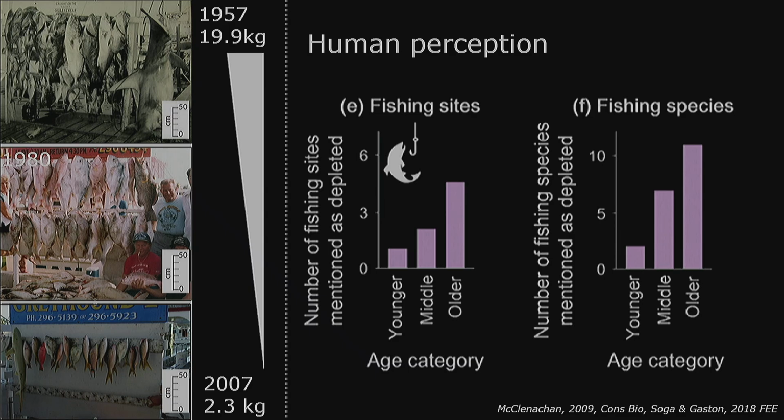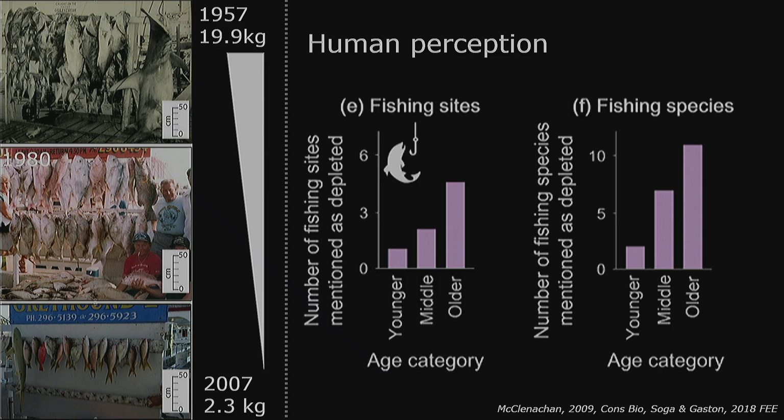This is work that Daniel Pauly had started in Canada, where they have shown the change. These are pictures taken at the same fishing dock over time. So you see that the average size of the fish has changed from some 20 kilograms in the 50s to 2 kilograms in 2007. Yet when the fishermen were asked at the fishing docks about their catch, everybody described this situation as a very good catch of the day. So our perception of things is shifting over time, and this perception is different across age groups.